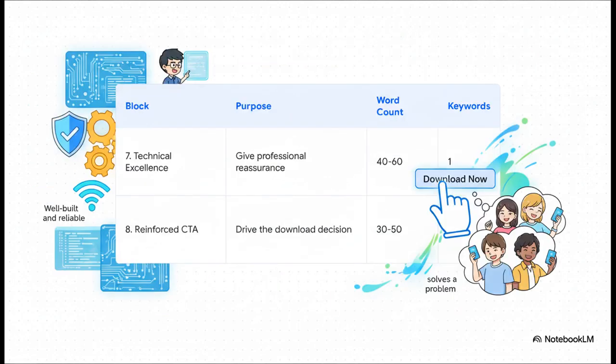And finally, we close the deal. Block 7 is all about reassuring the user about your app's technical quality, that it's well-built and reliable. Then, Block 8, the reinforced call to action, makes the next step totally obvious and compelling. It's that final nudge to download now and solve your problem for good.